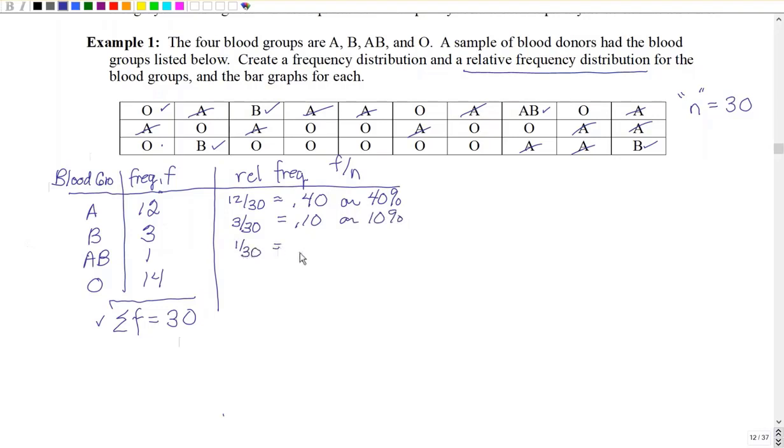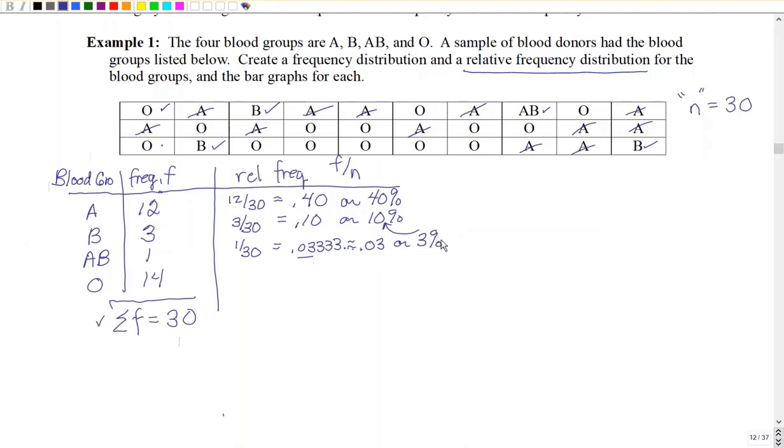Now, this doesn't come out even. This is 0.03333 repeating. So the question is, how many decimal places? If you think about rounding this to a percent, you would definitely want this to be accurate to the nearest percent. So with that in mind, you would want to keep at least 2 decimal places here. So if you switched it to percent, it'd be accurate to the nearest whole number. So let's say you round this to 2 decimal places. So this would be approximately 0.03, and then as a percent, it would be 3%.